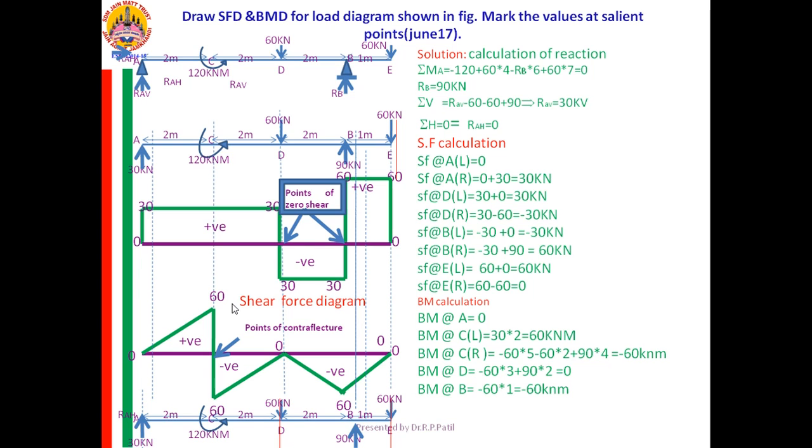Yes, these are the important points. One more thing you need to understand here. At the point of contraflexure, at the point of zero shear, around that location, BM will be either maximum or minimum. Like for example, at D, the point of zero shear is there. That will be the minimum bending moment there.